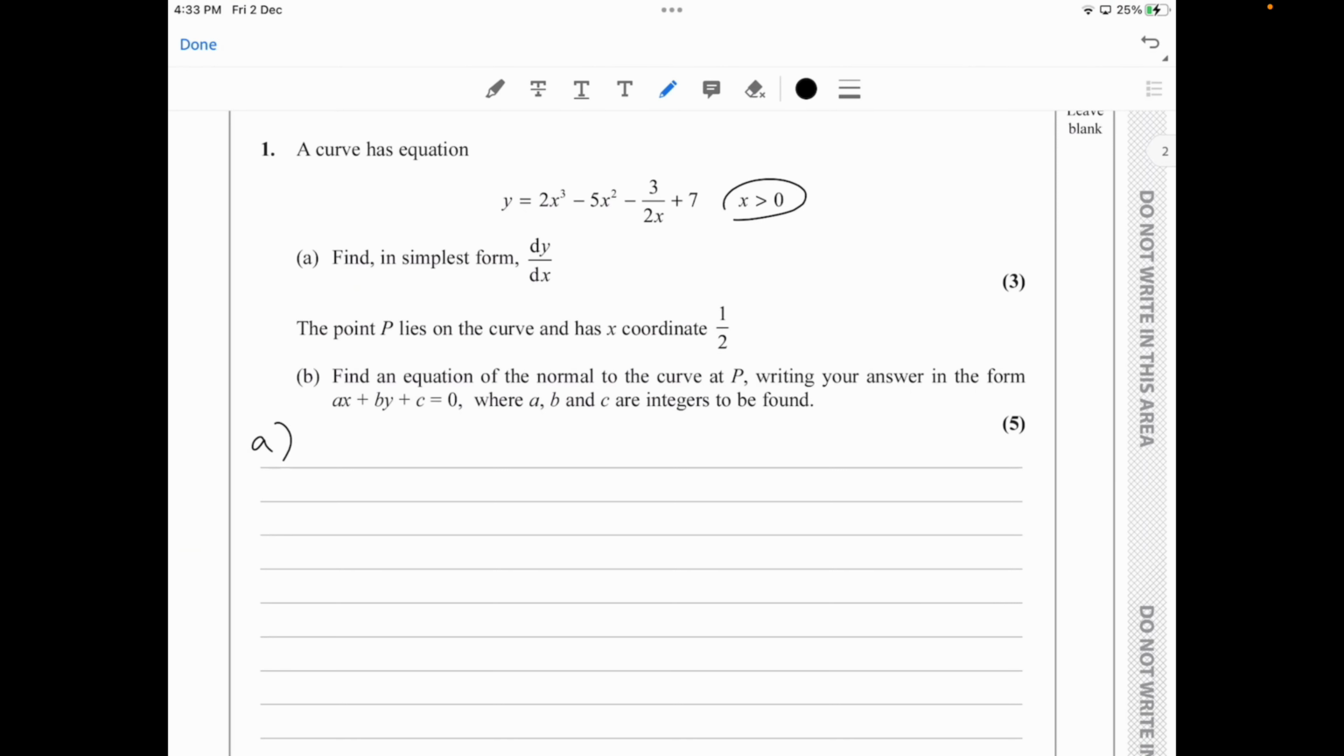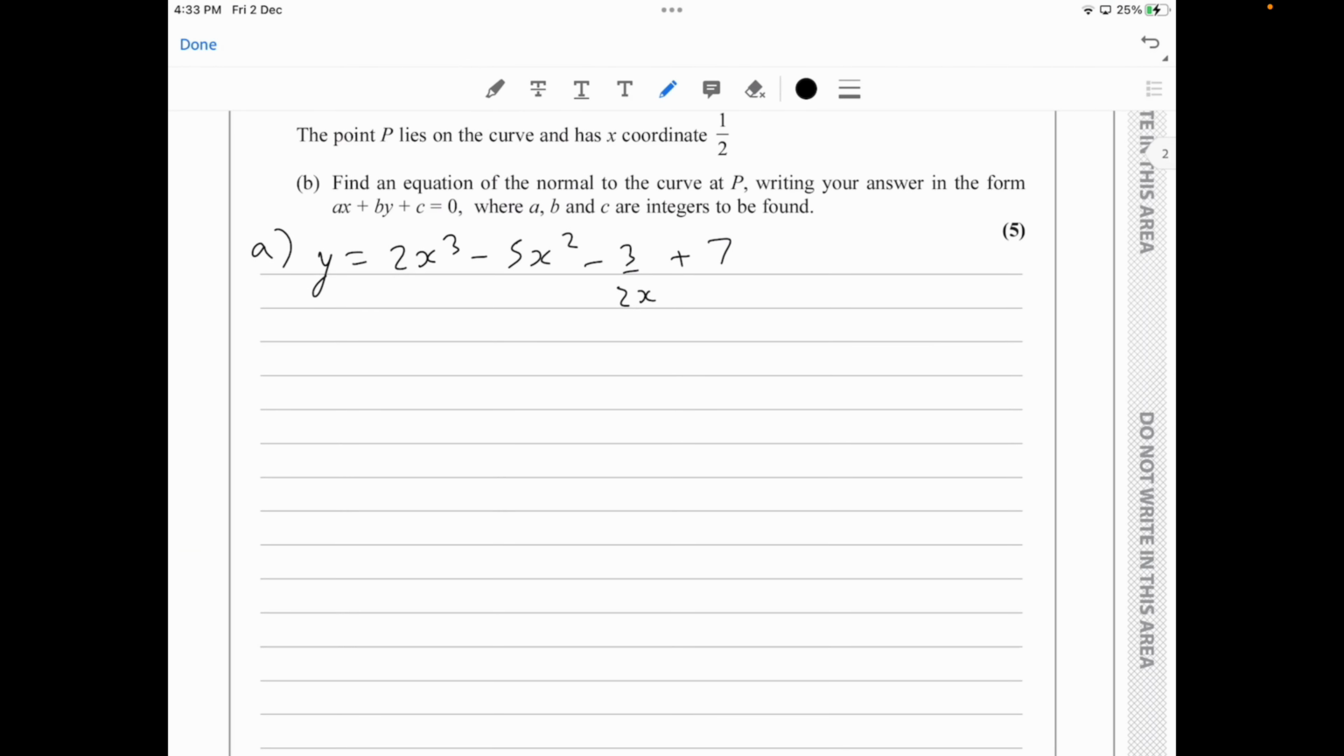So the first part, what we're going to do is write down the same equation over here so that we can see it clearly. It's very important that you write this down. So 2x to the power 3 minus 5x squared minus 3 divided by 2x plus 7. Now what I would like you to do is to simplify this equation. Let's write all the x's in terms of their powers.